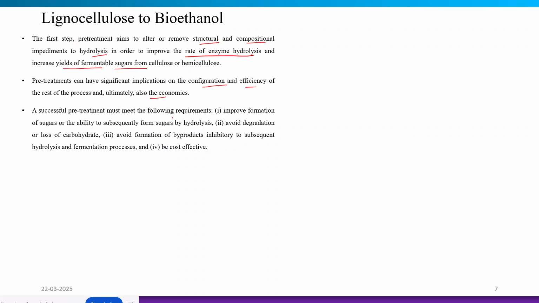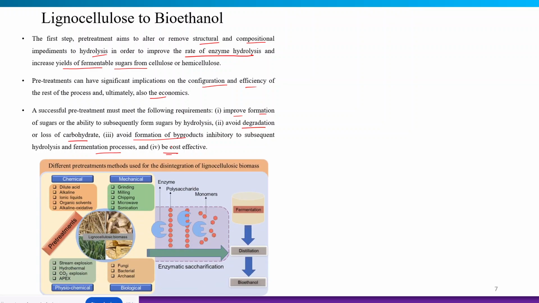So a successful pretreatment must meet the following requirements: improve the formation of sugars or the availability of subsequently forming sugars by hydrolysis, avoid degradation or loss of carbohydrate, and avoid formation of byproducts inhibitory to the subsequent hydrolysis and fermentation process. We need to optimize the process parameters to avoid forming such inhibitory byproducts, and overall the pretreatment process should be cost effective.